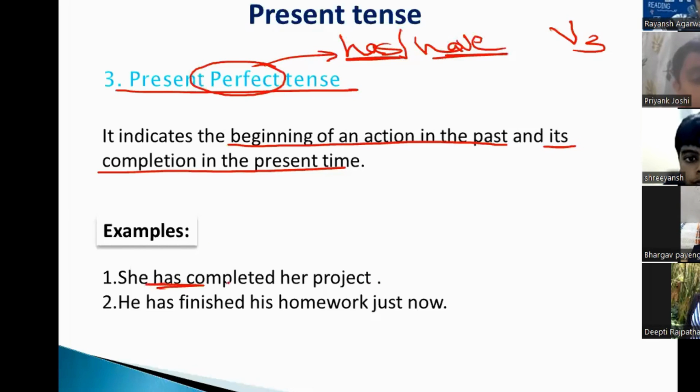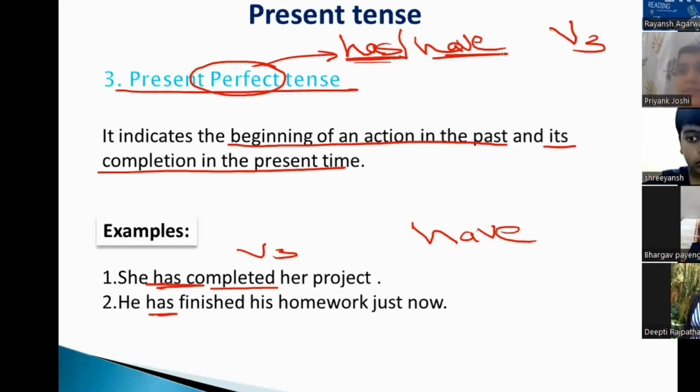You have has here, and completed is the V3 form of the verb, right? Complete, completed, completed. And he has finished his homework just now. Again, you have has. If you are using first person, like I have completed my project, then you'll use have. So basically, when you have has or have in your tense, you can categorize that into the present perfect tense. Understood, everyone?